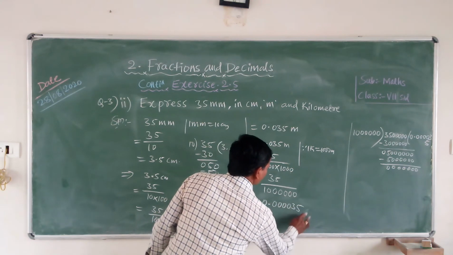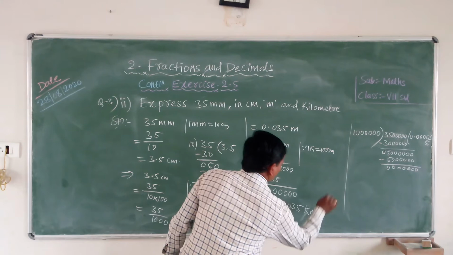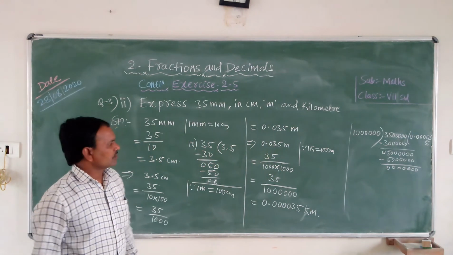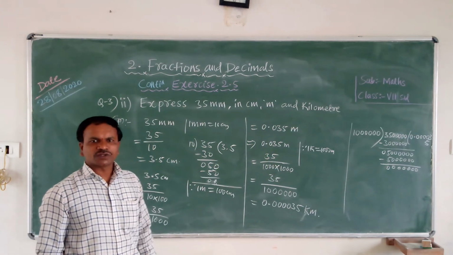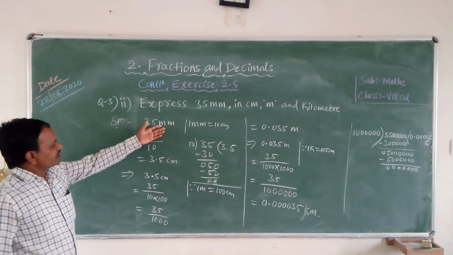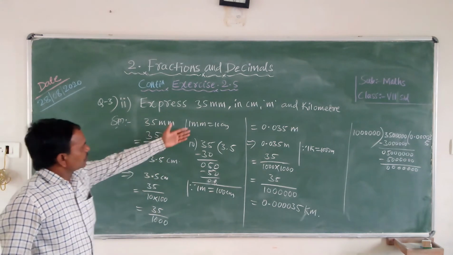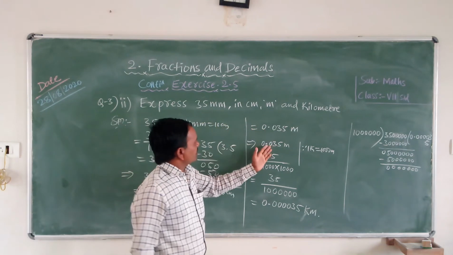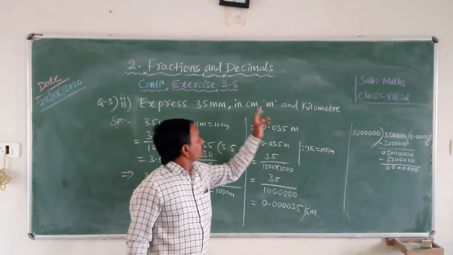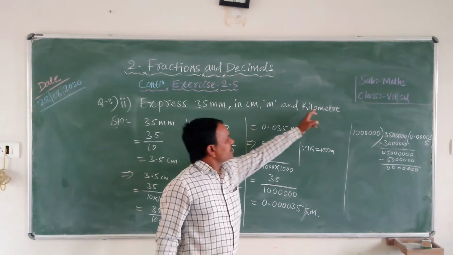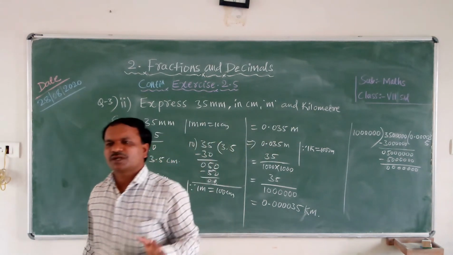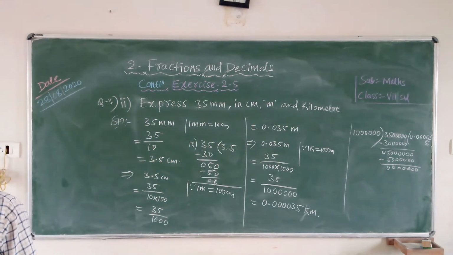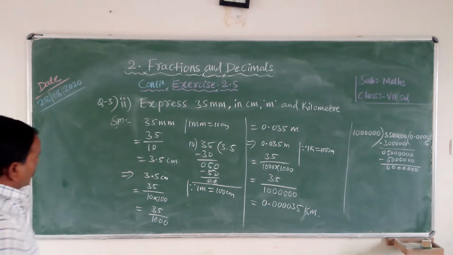So this is kilometer. Like this we have to bring the problem ideas. Are you understood? See, first millimeter to centimeter, centimeter to meter, meter to kilometer. Centimeter, meter, kilometer. How to do these three concepts is very important. Are you understood? Okay. Like this we have to do the problems, students.